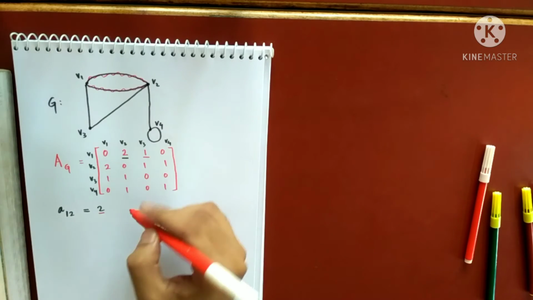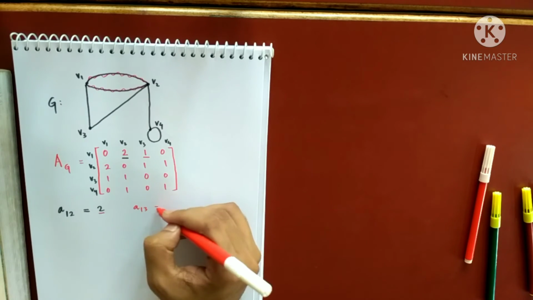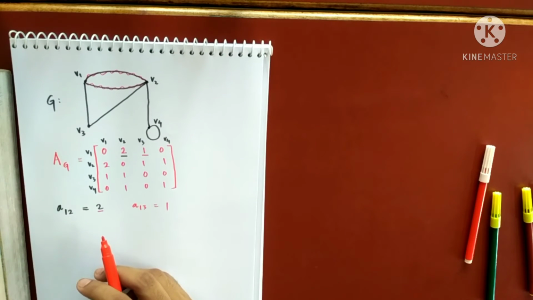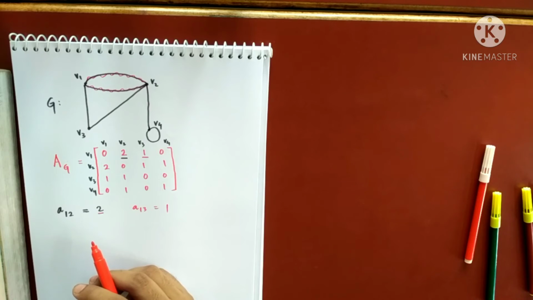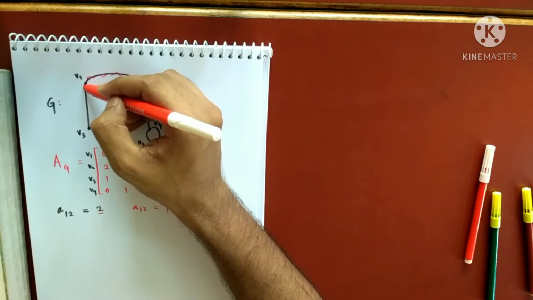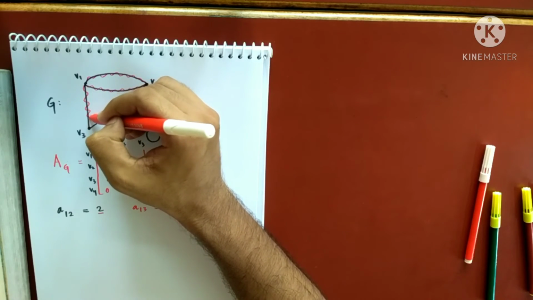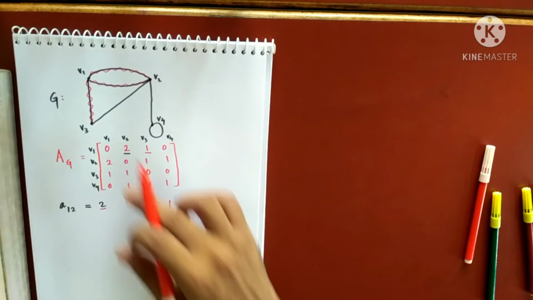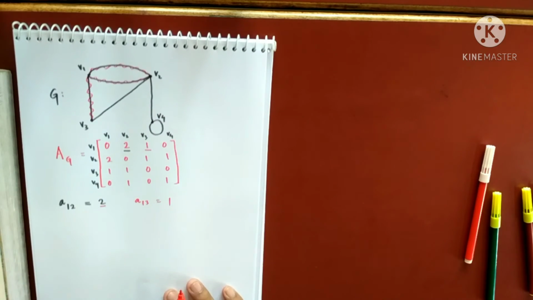Similarly, A13 is 1. So what is this giving us? There is only one walk from V1 to V3. Let's see. Yes, there is only one possible walk of length 1 from V1 to V3. And similarly for other vertices.